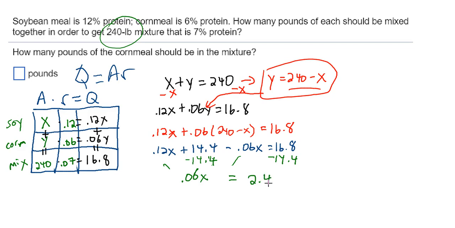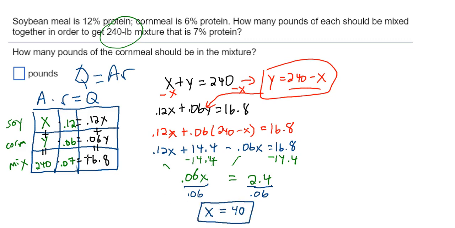Then we solve that for X by dividing by 0.06 to the other side, and we'll get X equals, it's going to be 40, not 4, it'll be 40. Let me just double check. All right, so we'll divide by 0.06, yeah, 40. And so X is equal to 40.